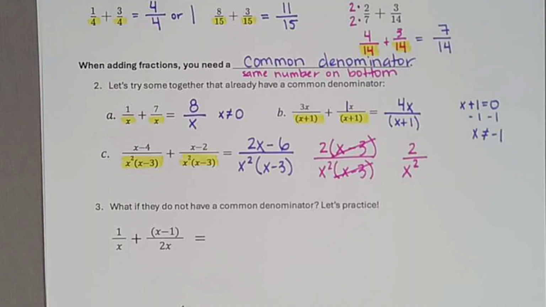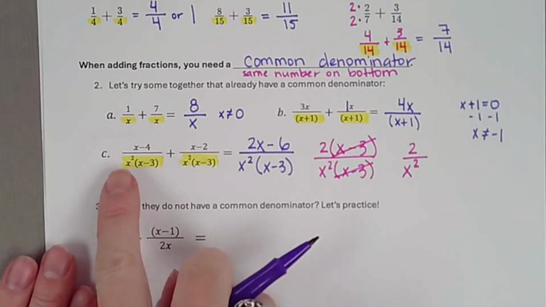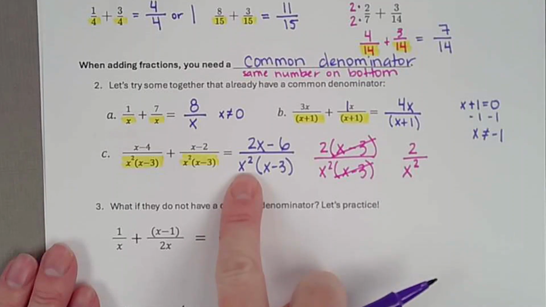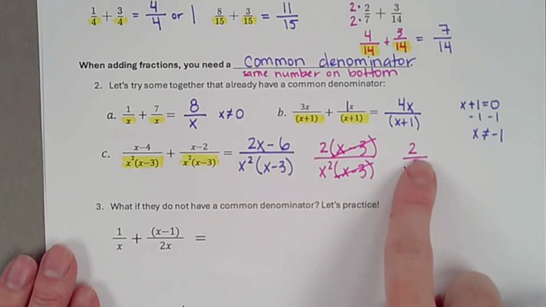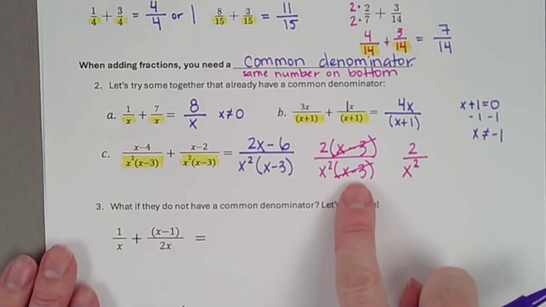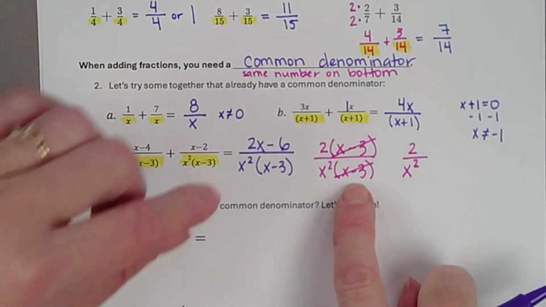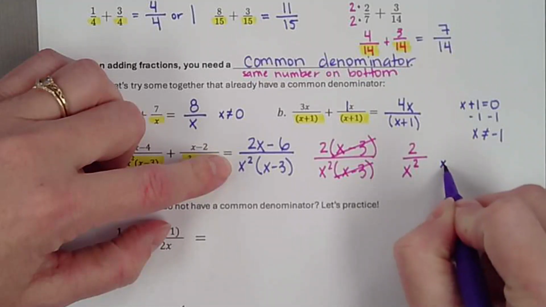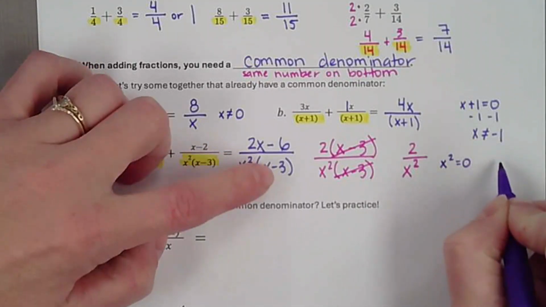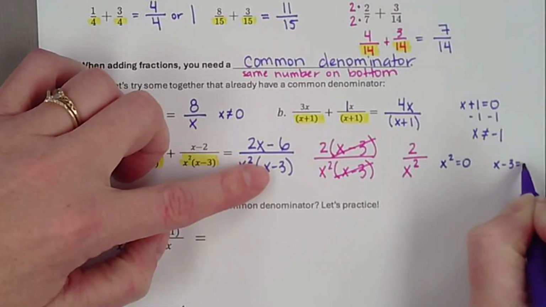And then I have to make my excluded values. I'm looking back at my original equation. I could look at my answer. The only problem, if I look at this answer, there was something that was crossed off. So I still have to do an equation for that one. So I'm going to make two equations. I have an x squared equals 0. I have an x minus 3 equals 0.